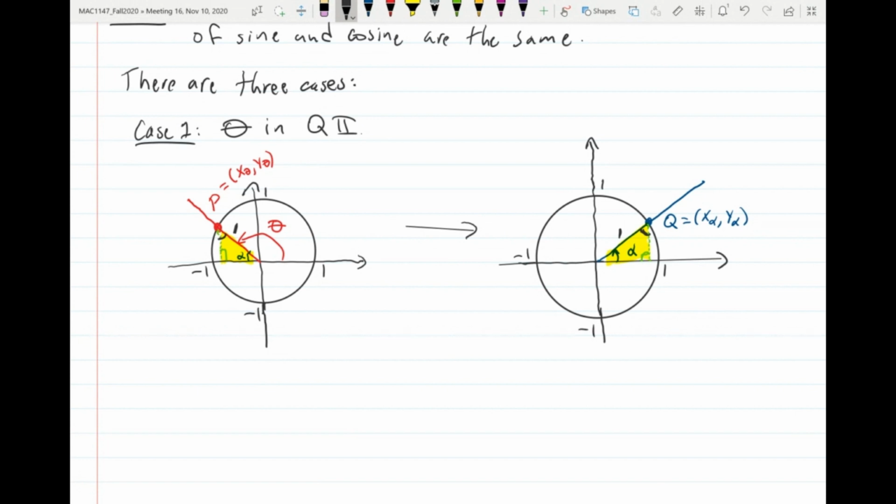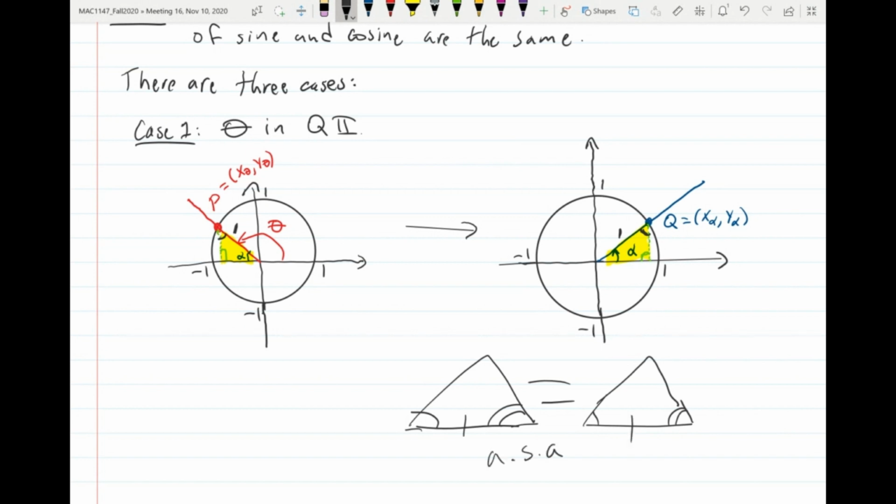So there is a criterion, if you remember, which is called the angle side angle criterion. That says that if you have two triangles with the same side and the same adjacent angles equal to each other, then the two triangles are equal. So you have two triangles and they have the same side here, and then if this angle is the same as this one and this angle is the same as the other one, then the two triangles are going to be equal to each other. So this is the angle side angle criterion.